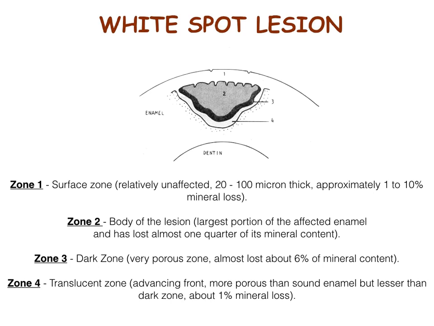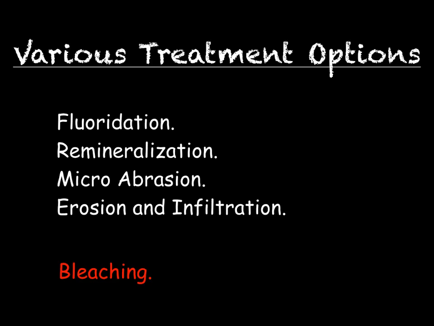The second, which is the active body of the lesion, the largest portion of the affected enamel, has lost more than one quarter of the mineral content. The third is the dark, very porous zone, which loses about 6% of mineral content. And the last is the translucent zone. Though it's the advancing front, it's more porous than sound enamel, but lesser than the dark zone. About 1% mineral is lost here. So that's how it appears histologically.